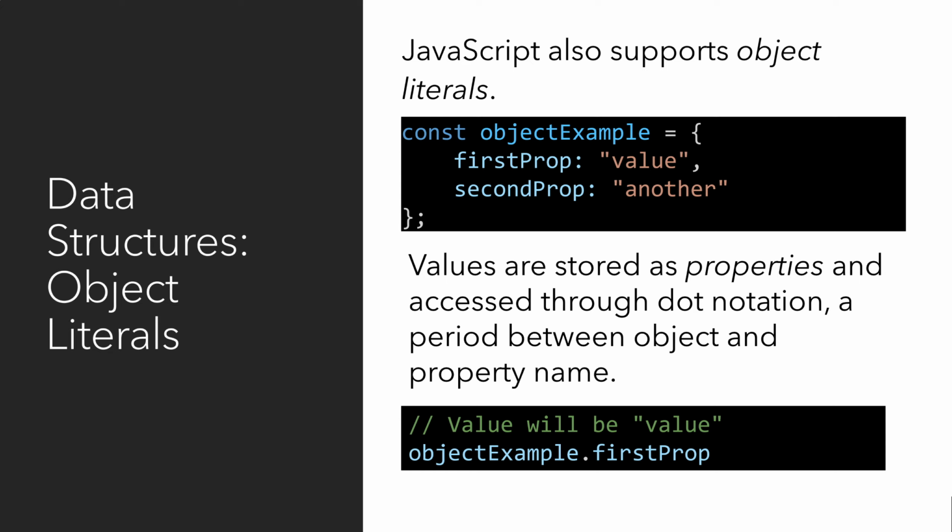Both cases are strings. Notice that they use a colon between the name of the property and its value, and a comma between different properties. These are accessed through what is called dot notation. So the name of the variable containing the object, a period, and then the name of the property to access to get to the value of that property within the object.